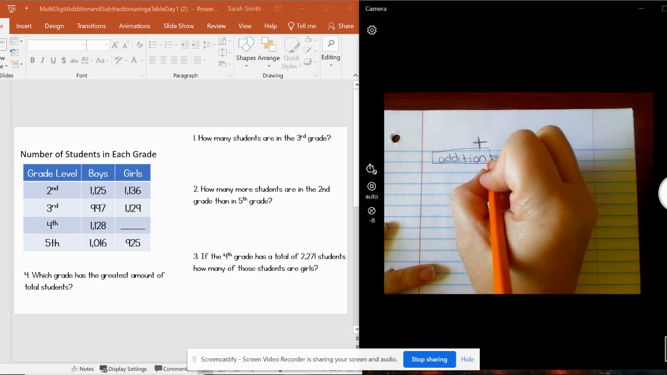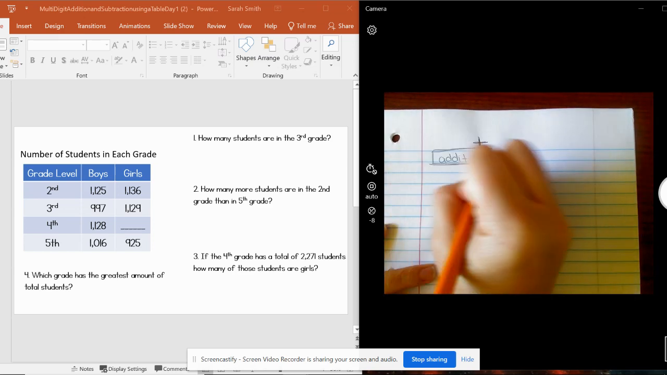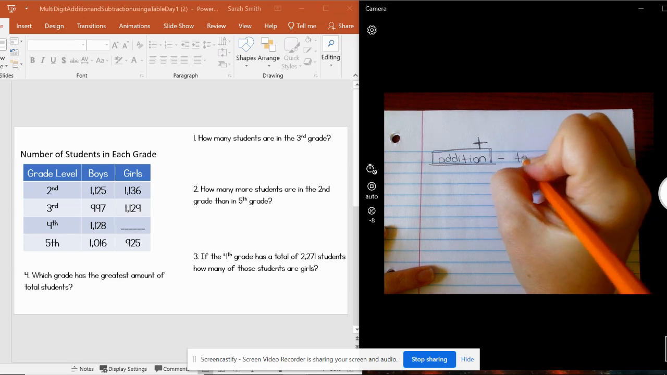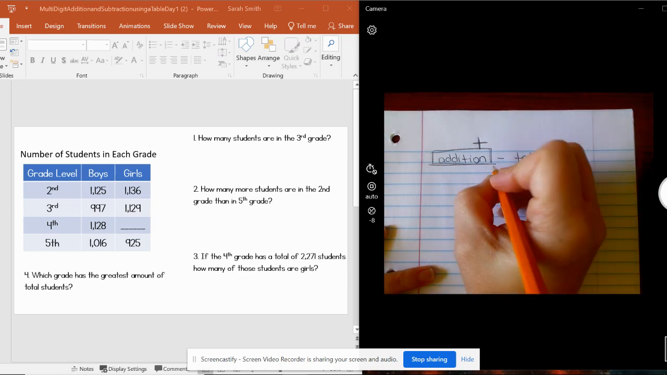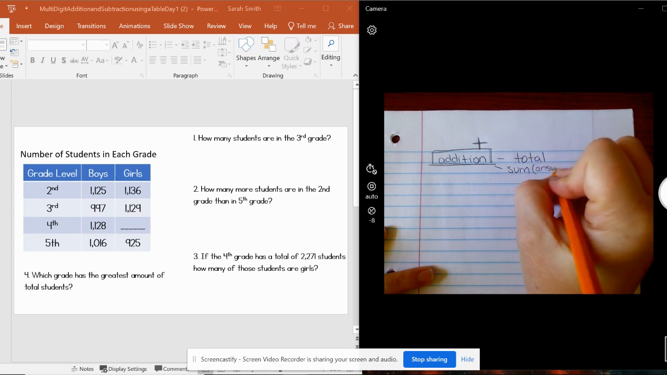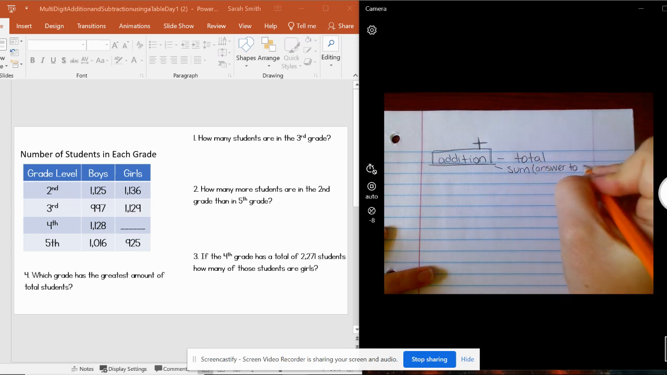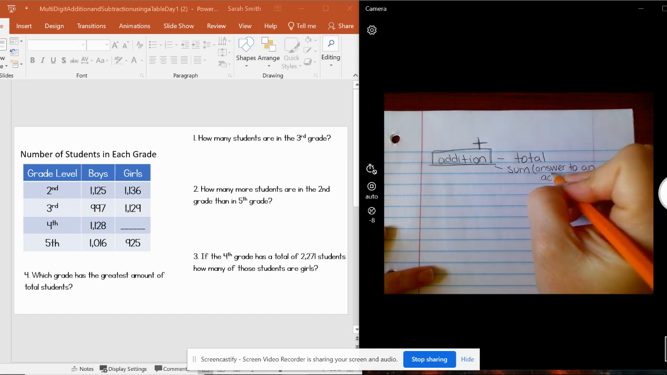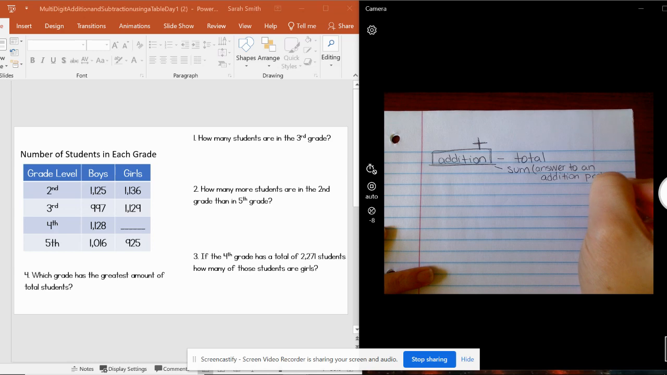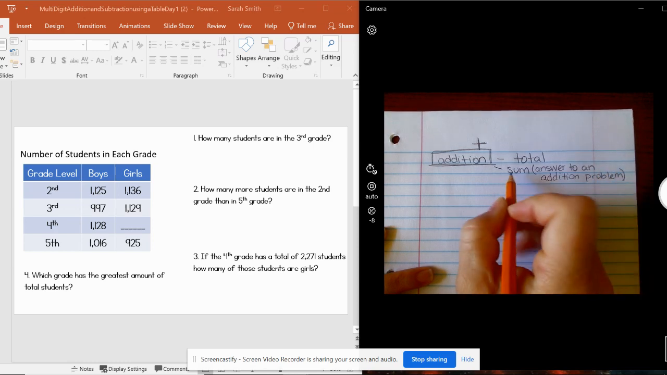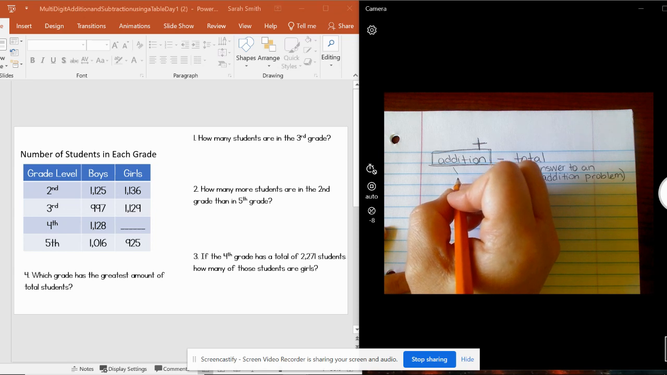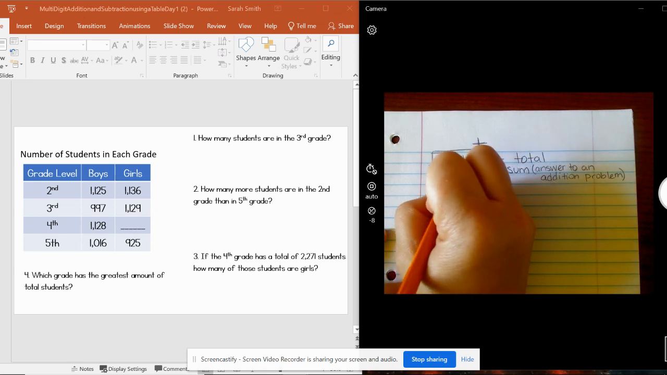All right, so some words that associate with addition are words like total. That's the obvious one. The word sum. The word sum is the answer to an addition problem. So if I say, what is the sum? That's what I'm talking about. It's the answer. You might see the words how many.